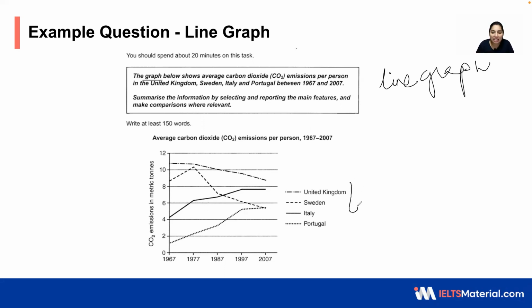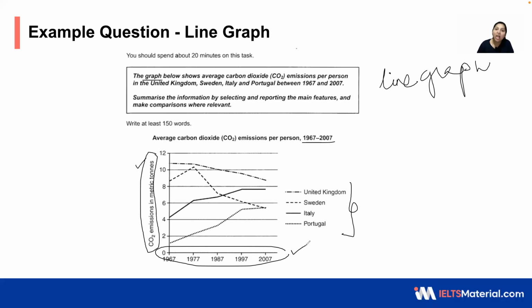Here you can see that there are 4 categories, 4 different countries, explained for the years from 1967 to 2007. And this is presented on the x-axis. And you can see that the measurement is in metric tons. This is CO2 emissions in metric tons. So you can take this particular part as well as the x-axis to make your introductory paragraph.